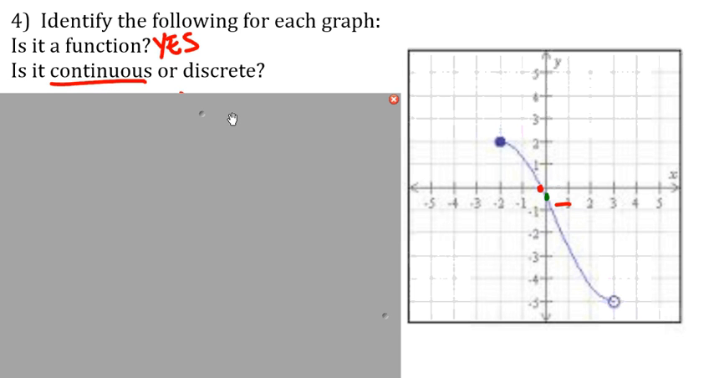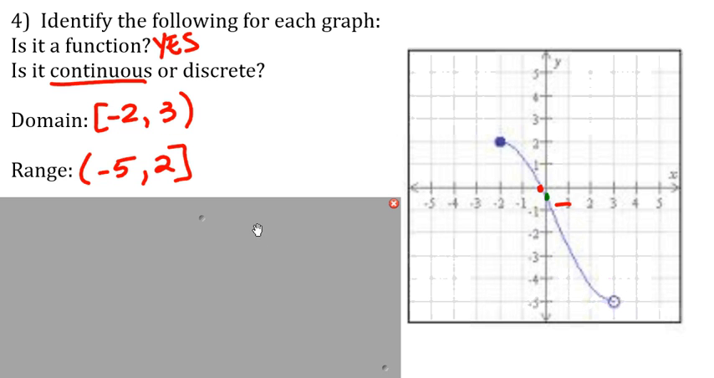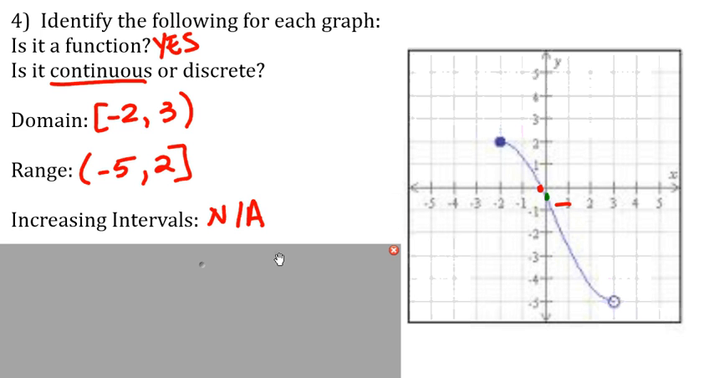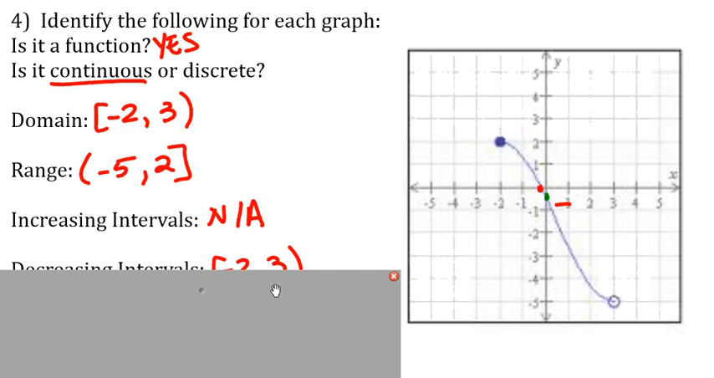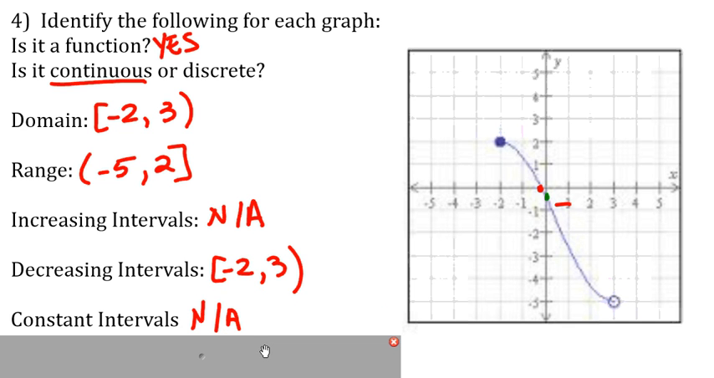The domain is going from -2 inclusive to 3 exclusive because we have our open point. The range, again, lowest to highest. So again, exclusive at -5, right, open, to 2 included because it's closed. We have a bracket. No increasing intervals. The decreasing interval should match our domain because it's the same. No constants. X-intercept and y-intercept we are going to have to estimate.